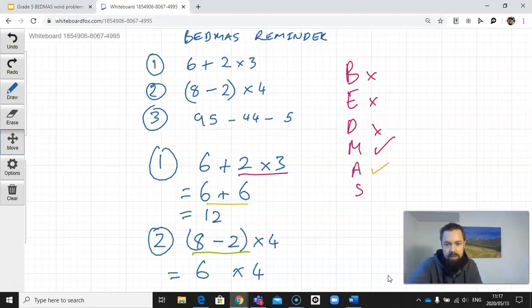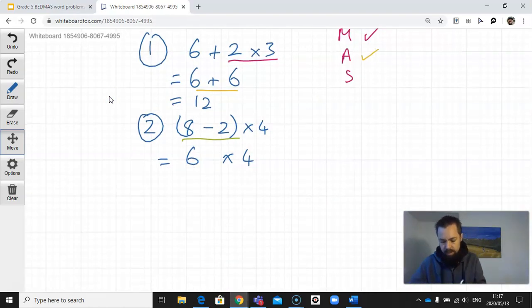Now if I look at BEDMAS, all I have is a multiplication left, so I'm going to do that. So 6 times 4 is 24, and there's my answer.